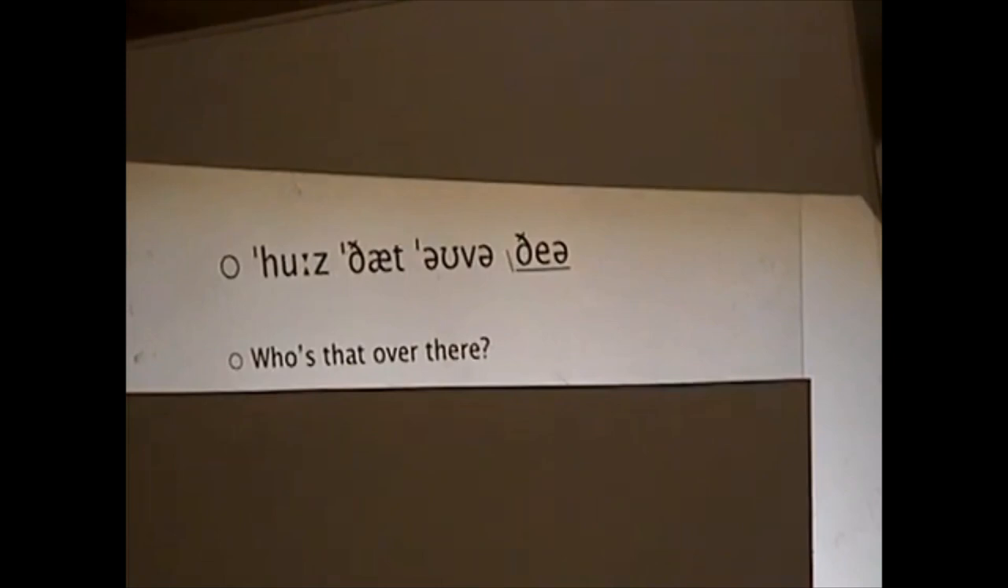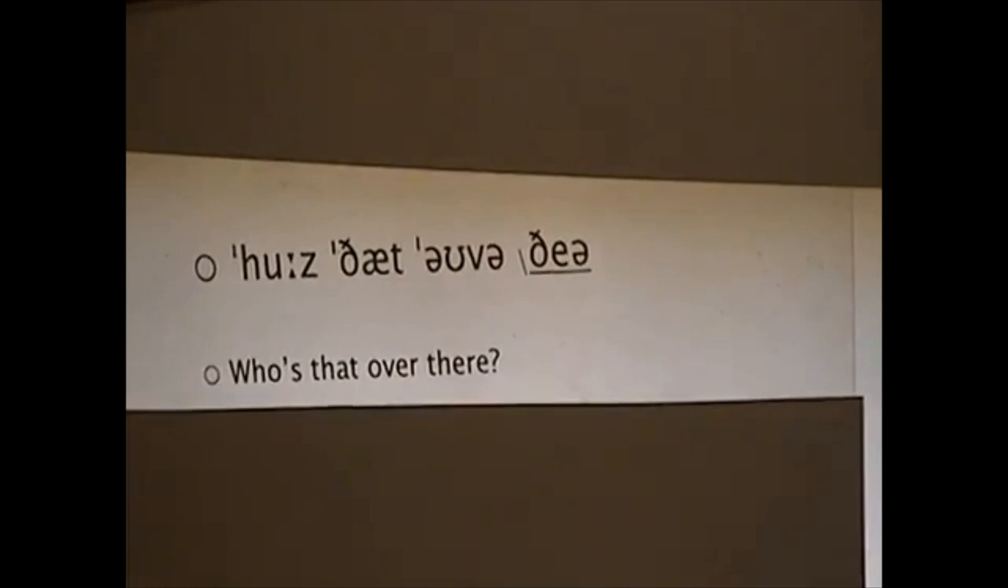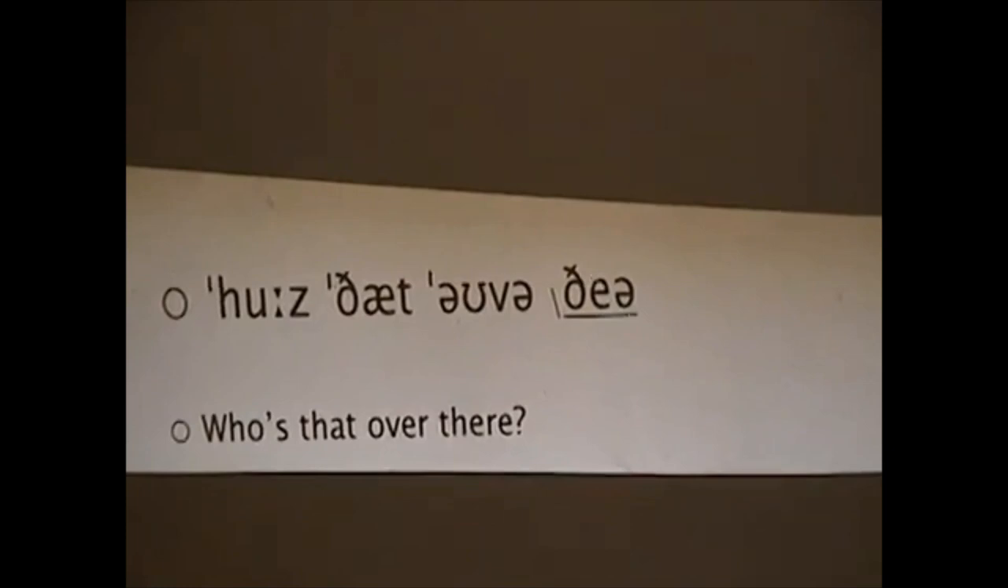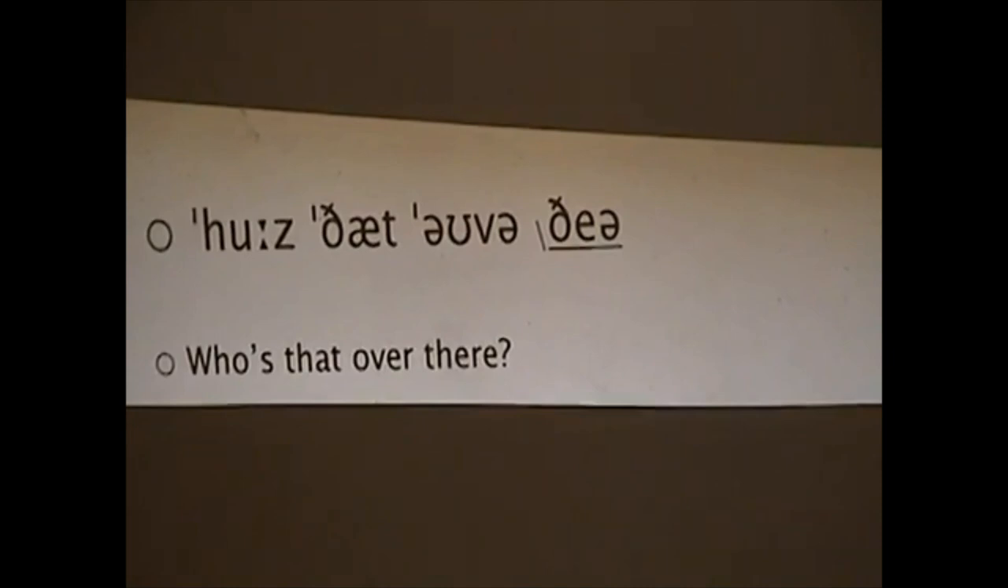Who's means who is, of course. This is the contracted form we normally use in conversation. Who's that over there? Each word has a stress, so we have four rhythmic beats. Who's that over there? Nucleus is on the last of these, which is there.